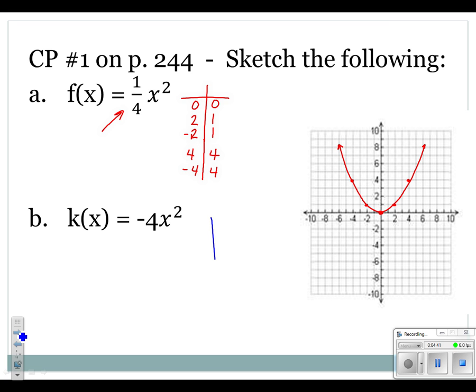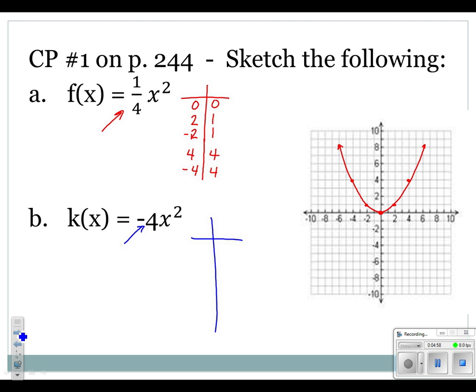Next one. Looking at this one, notice there is a negative lead coefficient. This parabola is going to open down. It's going to reflect over the x-axis. So knowing that, I already have kind of a visual in my head of how the shape's going to look on my graph.